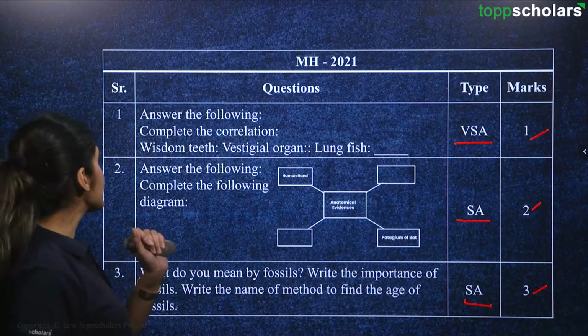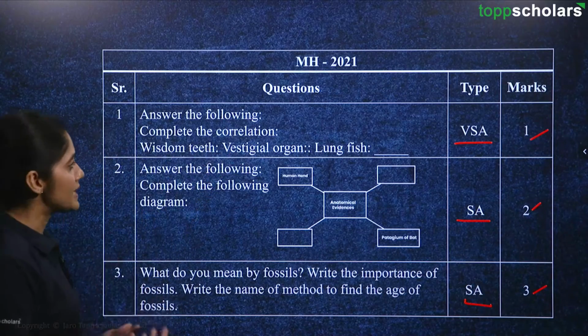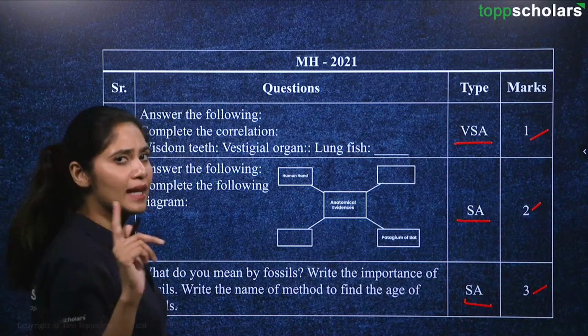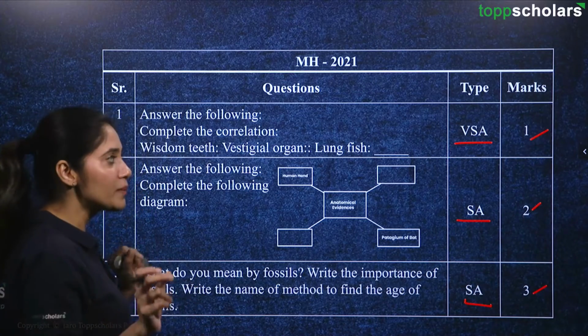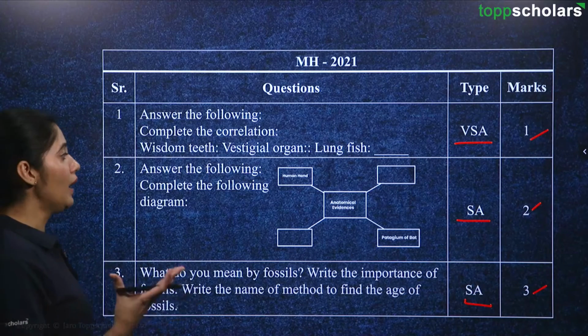Alright, now answer the following question. Complete the correlation. Wisdom teeth, vestigial organ, lungfish. It's also a connecting link if I am not mistaken, right? Connecting link between what? You will be able to answer that.